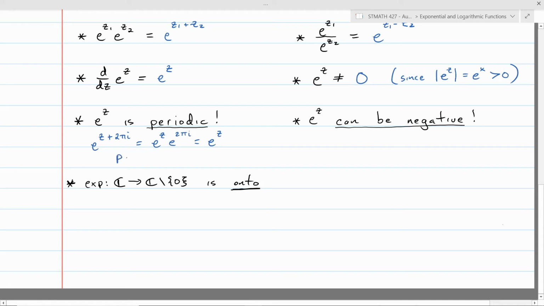So the period of the exponential function is 2 pi i. That's interesting. It has a period, but the period itself is a complex number. Not just a real-numbered period, but a complex period.